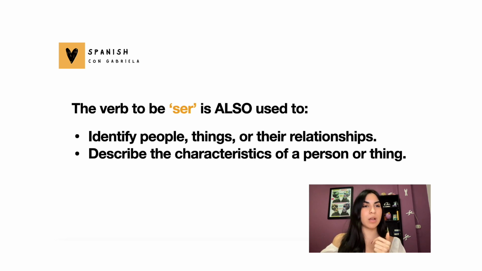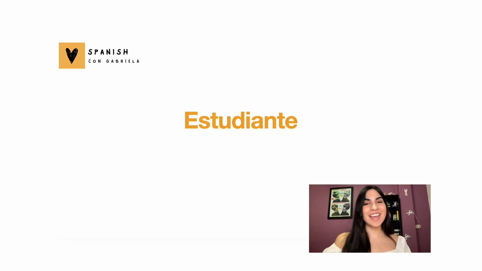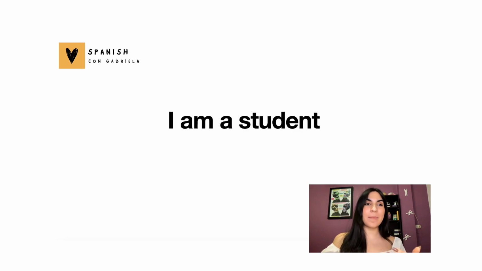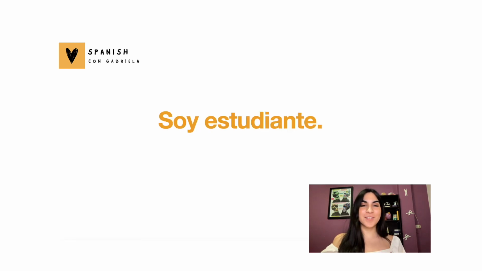Let's see a couple of examples. But first, how do you say student? Estudiante. So, now if we know this, how would you say I am a student? Alright, it would be soy estudiante. This is in the present tense, right? Now, why do we use the verb soy, which comes from the verb ser?